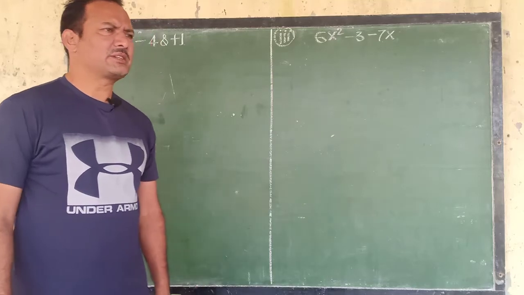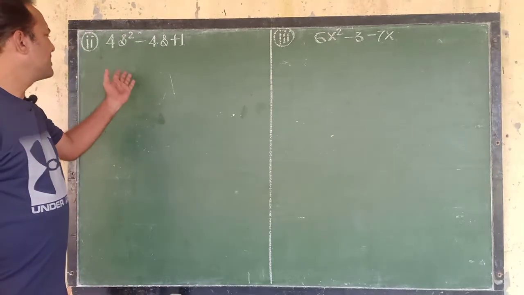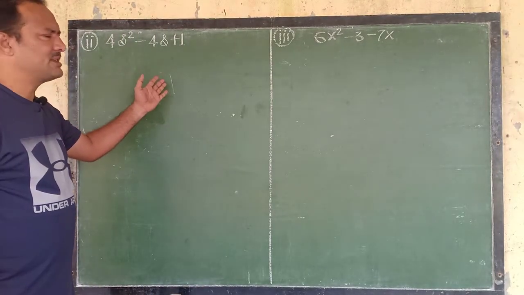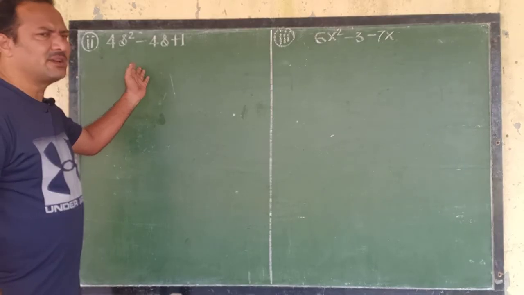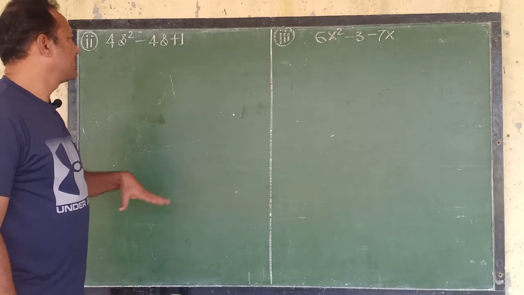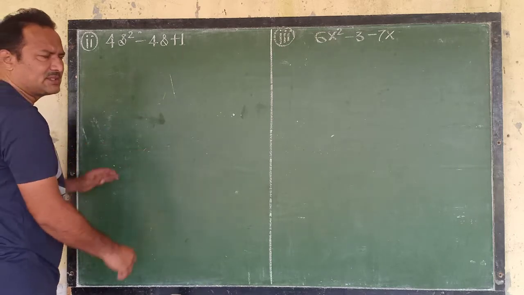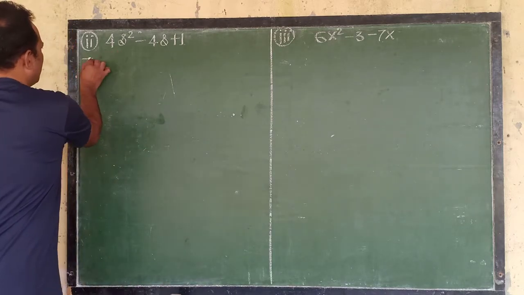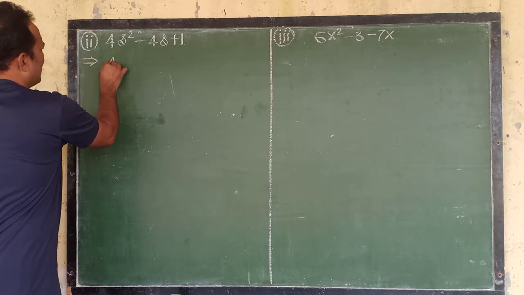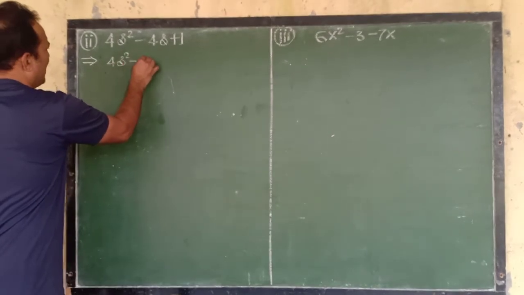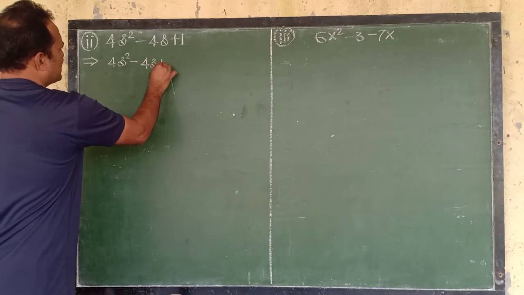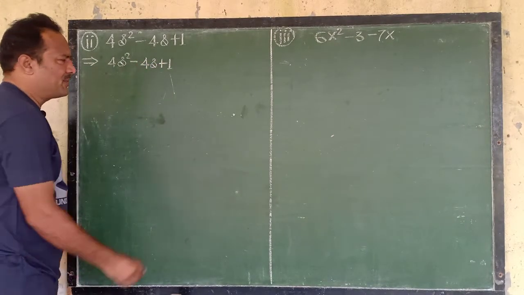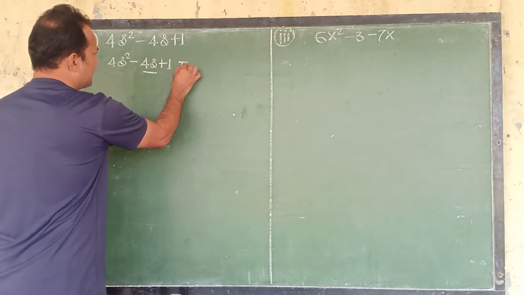We see here more examples in which we have to find the zeros as well as the relation between the sum and the product. Look here, this is the given example. Write this one as it is: 4s square minus 4s plus 1. Now we have to factorize the middle term.